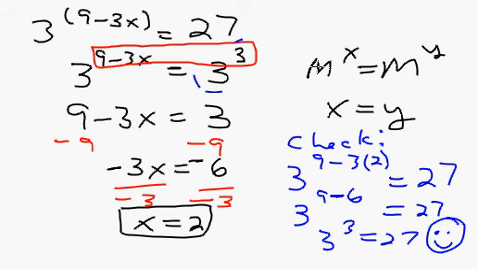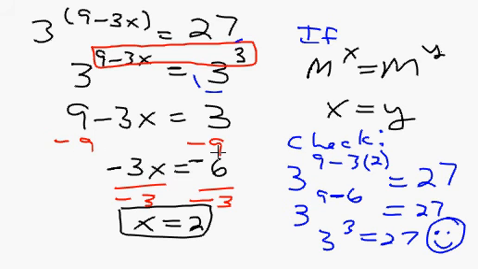If m to the x equals m to the y, then x would have to equal y. This is our m value here, 3. So x, which represents this exponent, and y, which represents the other exponent, would have to be equal to each other. Essentially, you're just dropping the bases out. So now we need to solve for x.